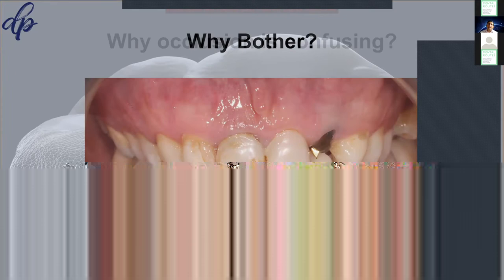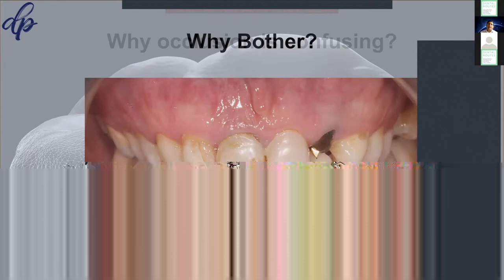Then you have centric occlusion, which was also called retruded contact position. Many people who follow gnathology use this term, mainly in the UK, but it's the same thing. So centric occlusion is when your patient's mandible is moving in the hinge axis freely, and when they close their jaw, there is usually a first point of contact.